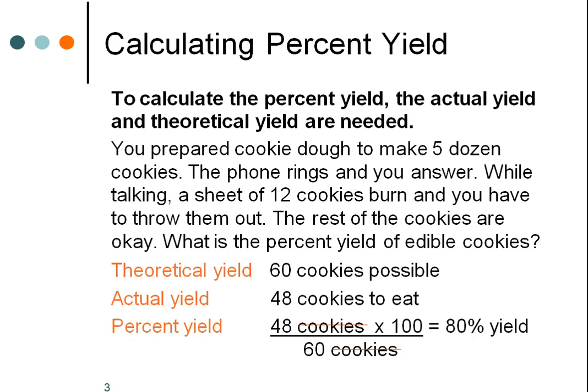Here's an everyday kind of easy to understand problem. To calculate the percent yield, you need obviously both the actual and the theoretical yields. Let's say that you prepared cookie dough to make 5 dozen cookies. The phone rings, you answer while talking. A sheet of 12 cookies burned, and you have to throw them out, and you can't bring them to chem class. The rest of the cookies are okay to bring. What is the percent yield of edible cookies? Well, you expected to make 60. You had materials to make 60, but you actually only made 48 cookies that were edible. So the percent yield, 48 divided by 60, of course, multiplied by 100 will then give you 80% yield.